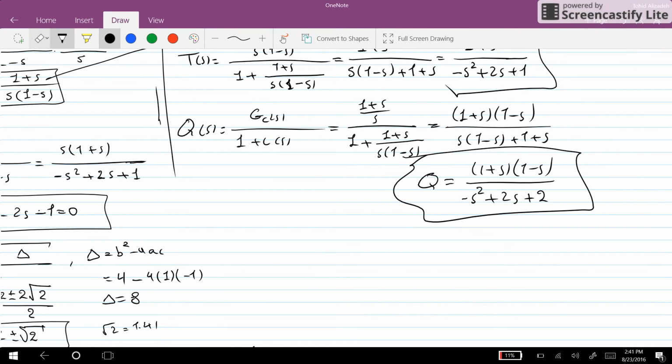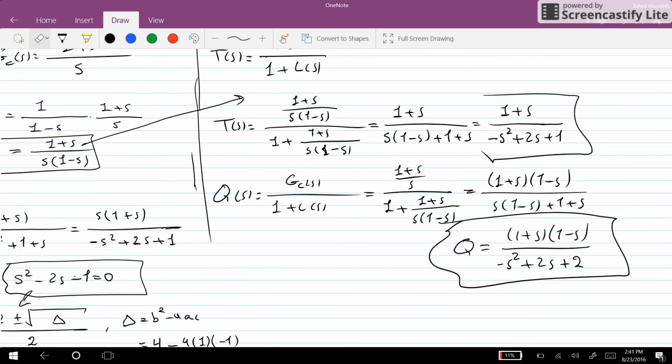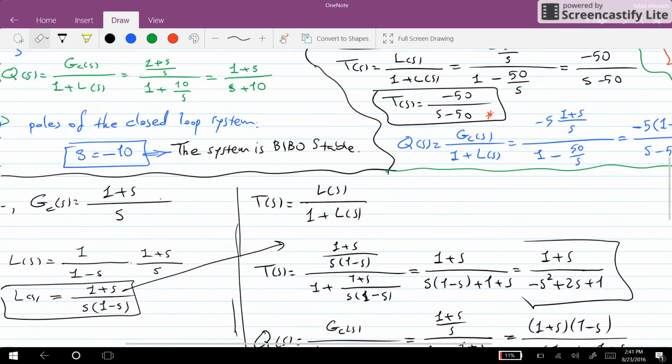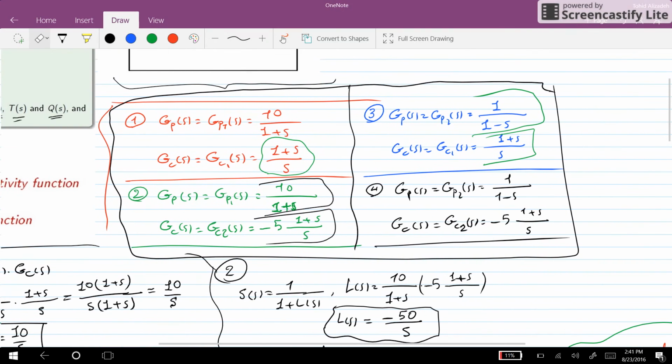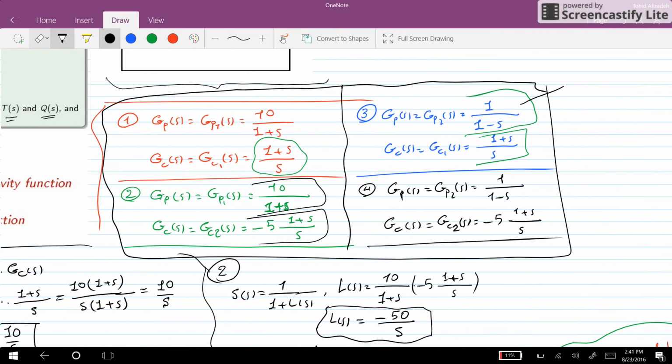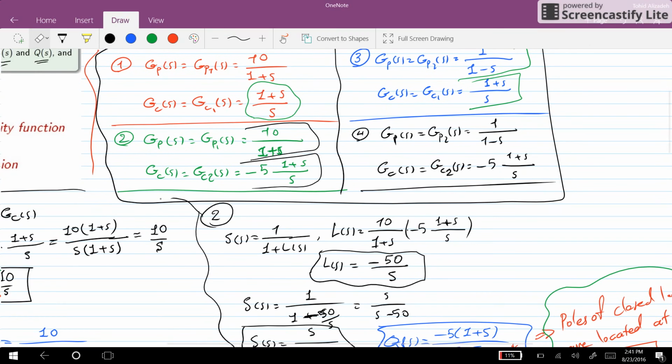Okay, so this is for case number 3, and we see that our closed loop system is unstable. If we have a second look at our case number 3, we see that our initial plant was unstable because we had the pole at S equal to 1. So with this controller, we couldn't make our unstable system stable in the closed loop.